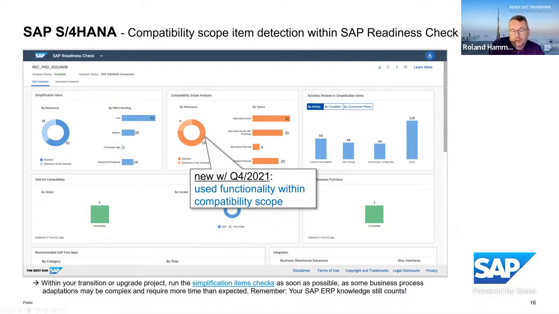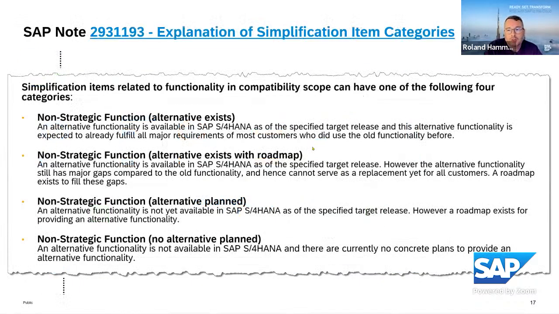So that actually gives you the scope of the things you have to take care of. And just again for completing this information, let's say the relationship between a simplification item and a compatibility scope item: if you have a so-called simplification item of a special type, the special type is simplification of a type non-strategic. As you can see, there could be different options of a non-strategic function.